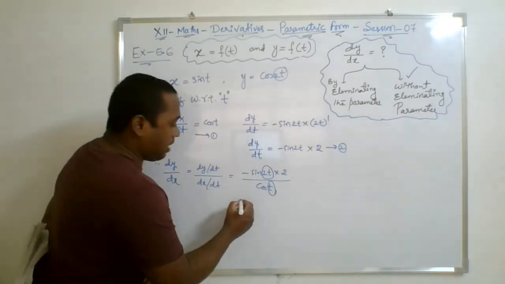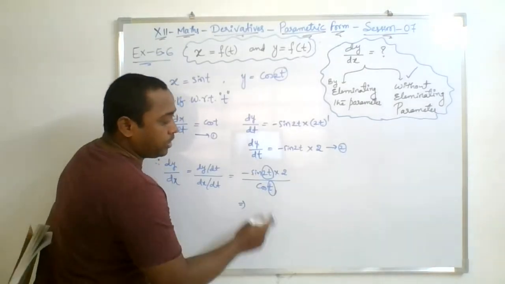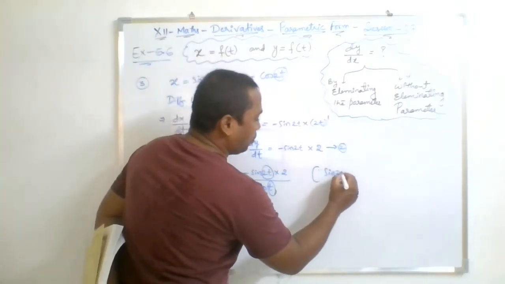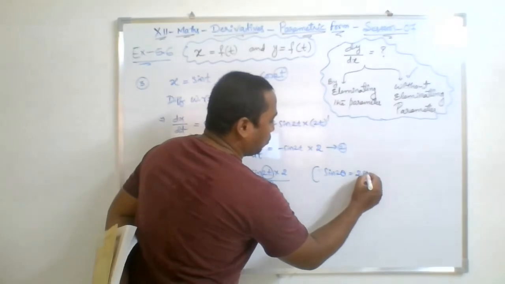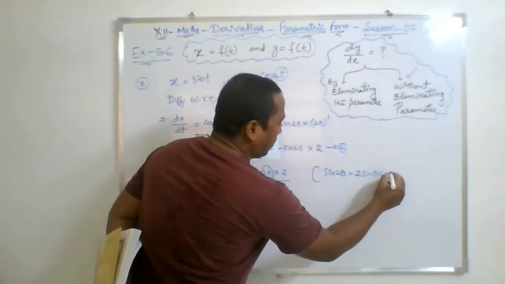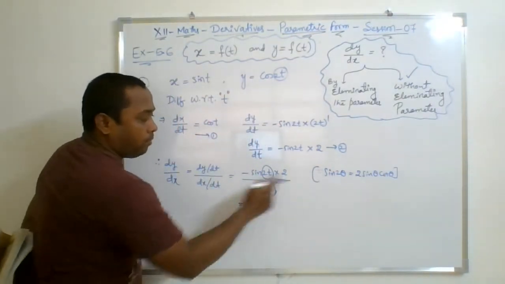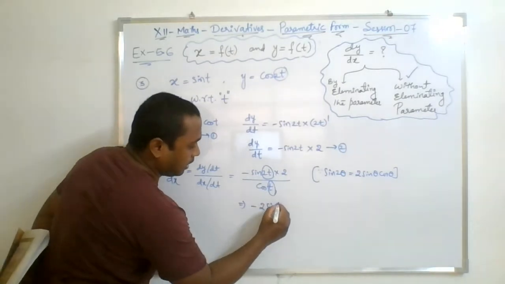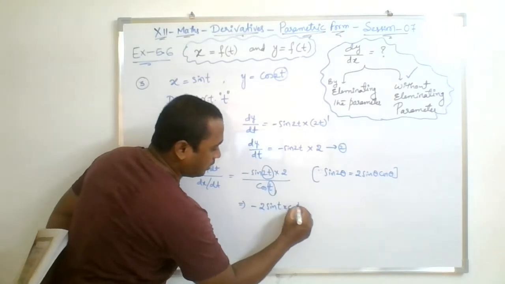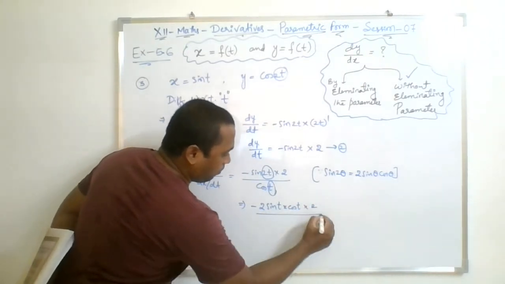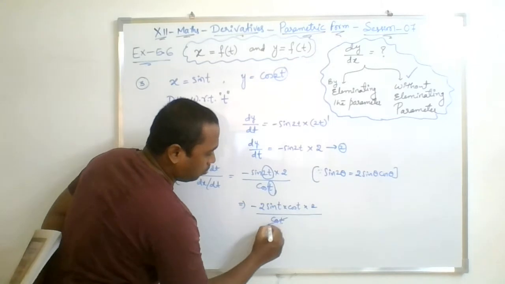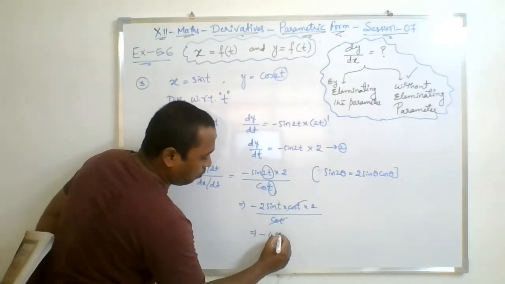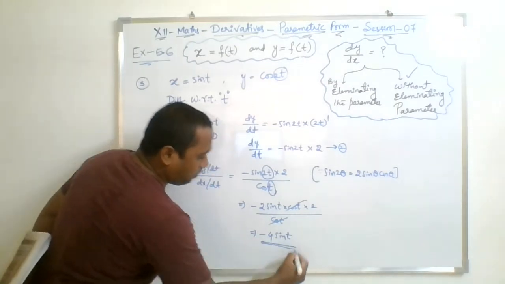So that is why I am using the sin 2 theta formula, and you know very well sin 2 theta can be written as 2 sin theta into cos theta. So with the help of this identity, sin 2 theta can be written, and the expression becomes minus sin t into cos t into 2 upon cos t. Cos t gets cancelled. The final answer is minus 4 sin t. This is your final answer.